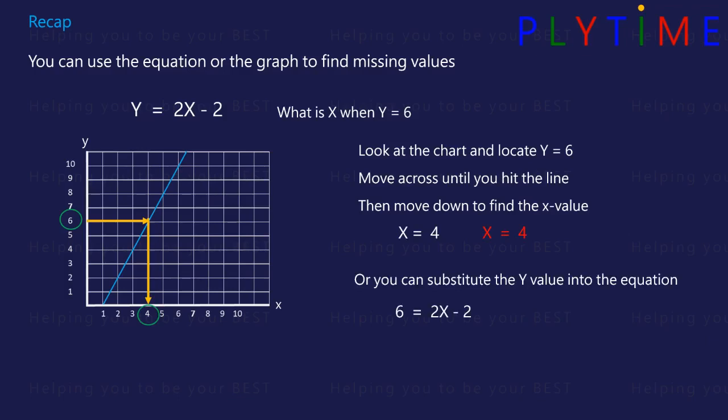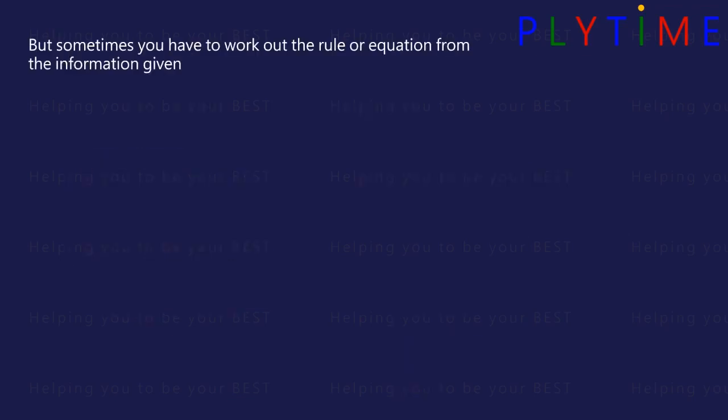6 equals 2x minus 2. If we add 2 to both sides, we have 8 equals 2x. Now divide both sides by 2 and x equals 4. Sometimes we have to work out the rule or equation from the information that we're given.